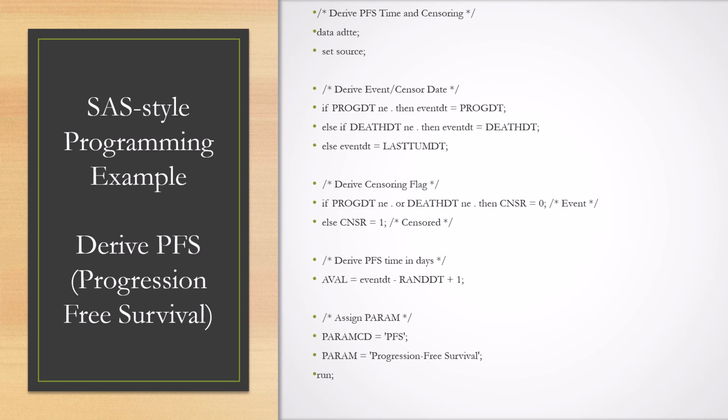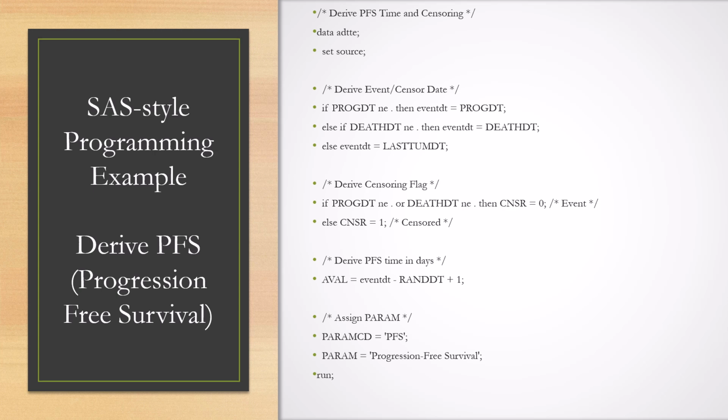So the next is to derive the censoring flag, which is the CNSR variable. If the subject has experienced the progression or death, then the progression date or death date, either of these two, will be not null. So we are checking using the if else condition that if progression date is not equal to null or the death date is not equal to null, then the censor variable will be 0, which means that the event happened. Or else, if this is not the case, then the censor variable will be 1, which means the subject was censored.